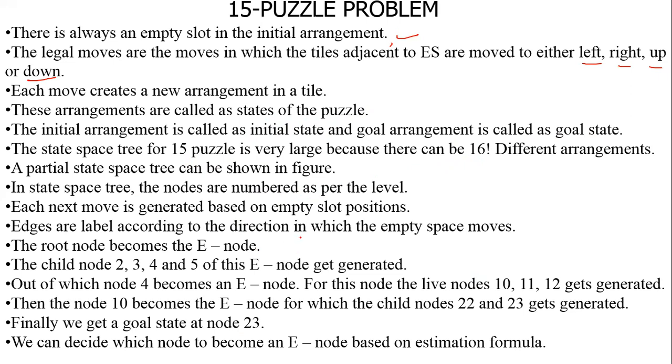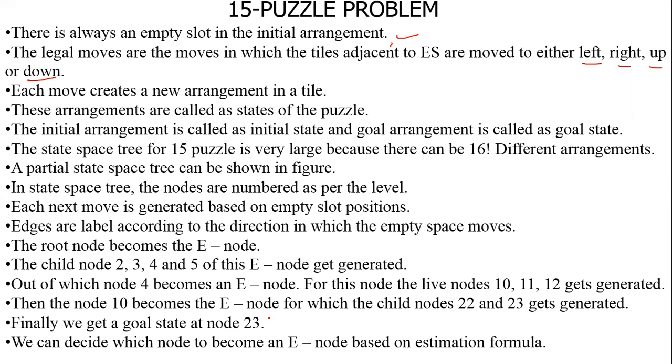So the root node becomes an E node. E node means expanded node. And the child nodes are known as 2, 3, 4, and 5. These nodes are generated by this E node. Next, out of all these nodes, the fourth node becomes the E node. Why? We will see in the next slide. Finally, so many states are there, and finally we will get the goal state at the 23rd node.